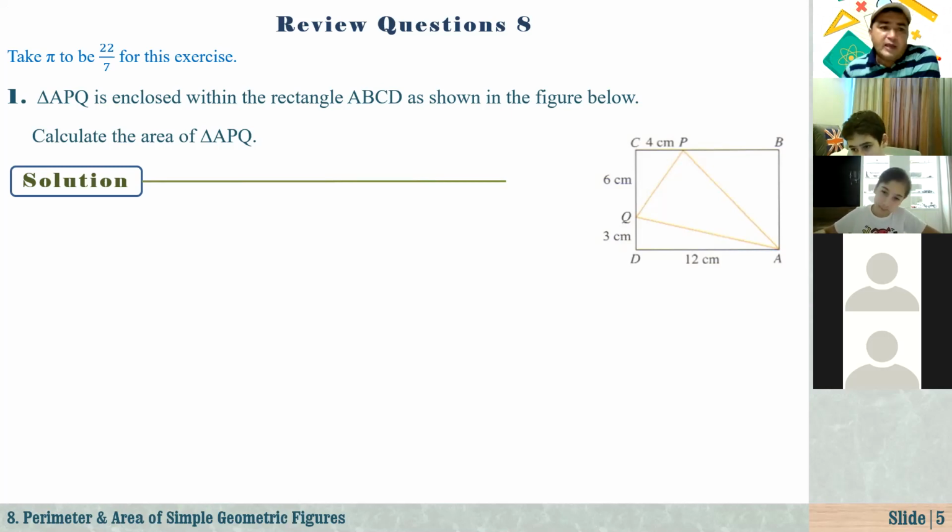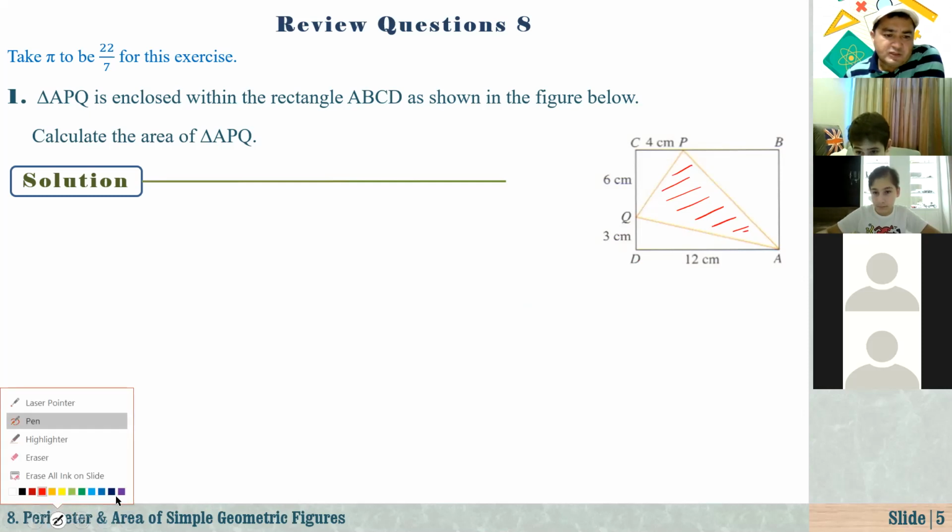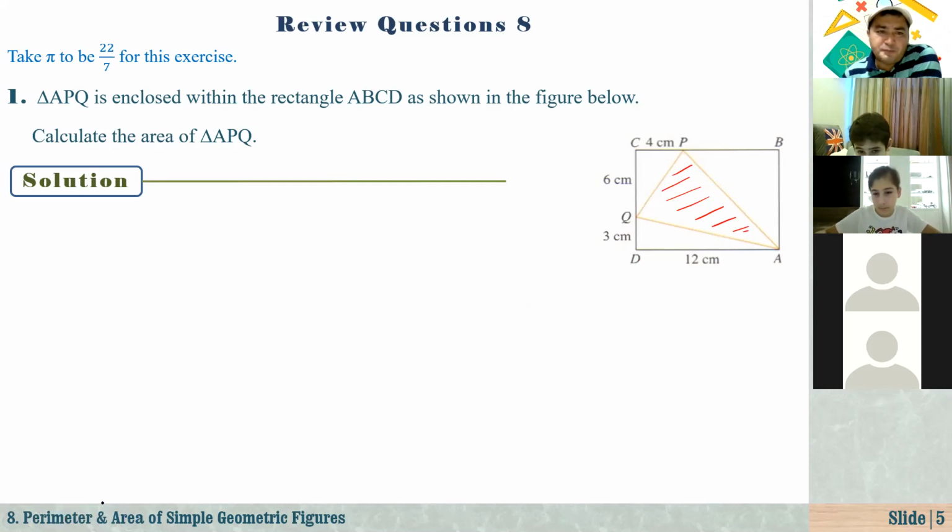So triangle APQ is enclosed within the rectangle ABCD, as shown in the figure below. Calculate the area of APQ. So we are talking about this area, the shaded region. And we already did a similar example, right? In math, on purpose, similar questions are put in the exercises so that if you practice similar questions, then you can understand the idea so that you learn something. Otherwise, if every question is different, then improving your learning will be very, very hard.